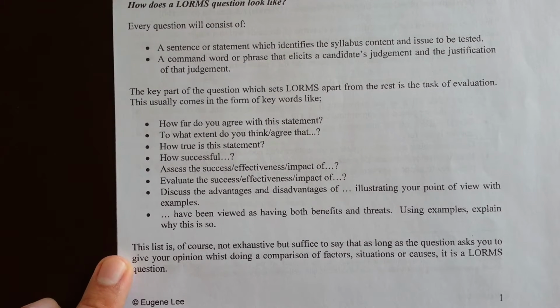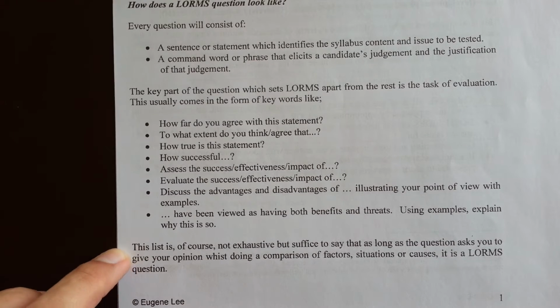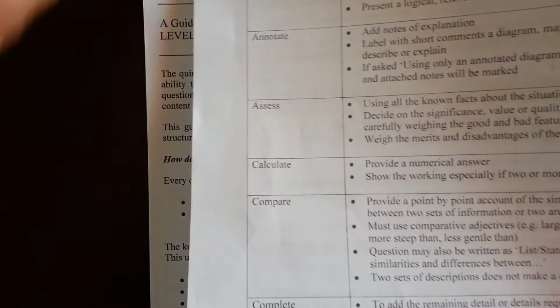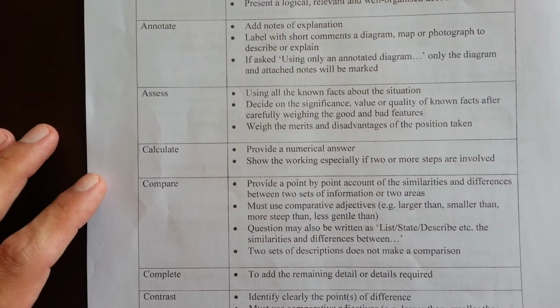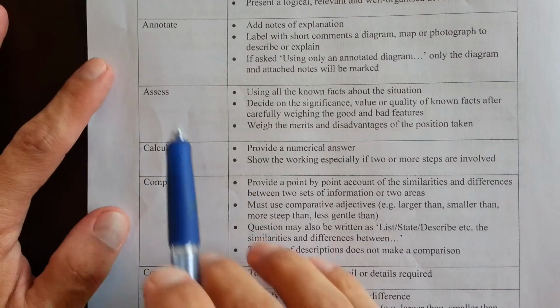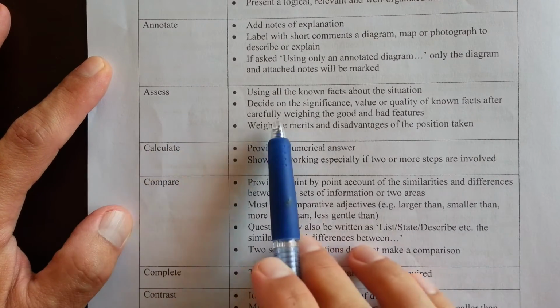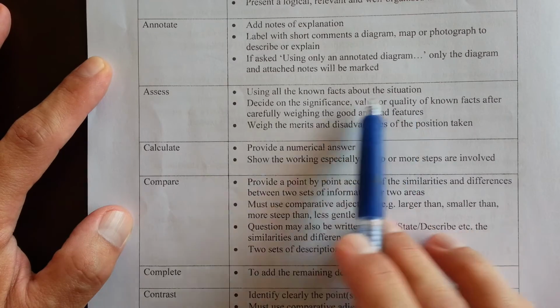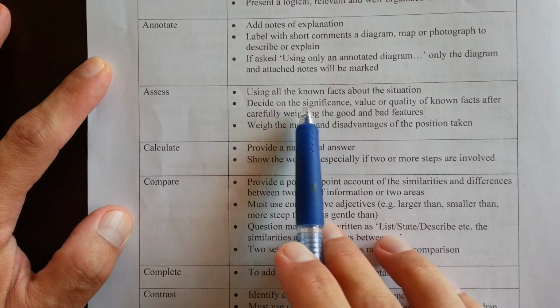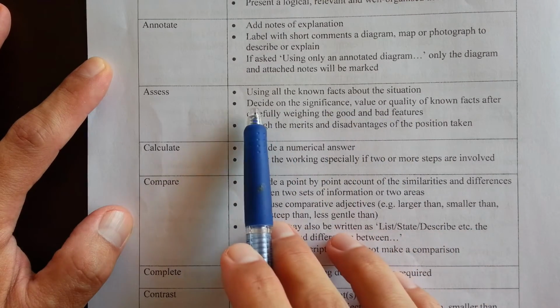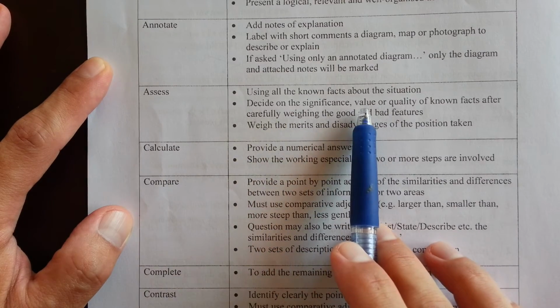How far do you agree? To what extent do you agree? How true? How successful? But the most common ways of expressing such a question would be assess and evaluate. Now, the Cambridge exam defines the command word assess as thus: using all known facts of the situation, decide on the significance.